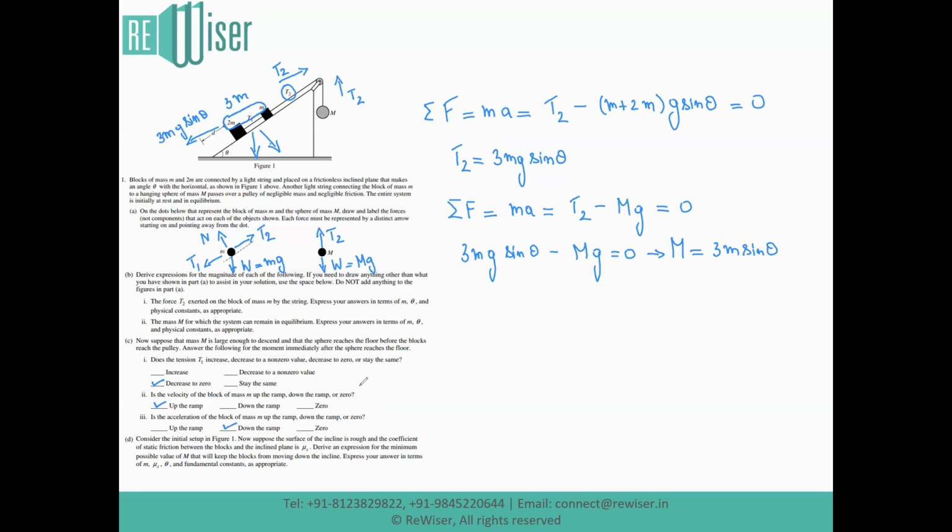Moving on to the last question. Consider the initial setup in figure 1. Now suppose the surface of the incline is rough and the coefficient of static friction between the blocks and the inclined plane is μs. Derive an expression for the minimum possible value of capital M that will keep the blocks from moving down the incline. Express your answer in terms of m, μs, theta, and the fundamental constants as appropriate.